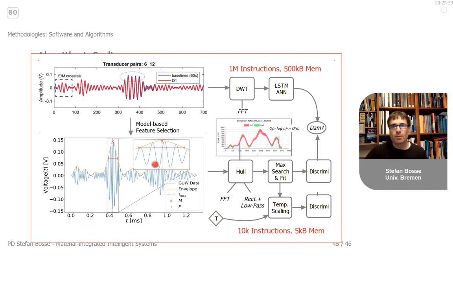And so, by computing the hull and some maximum search and fitting with finally a discriminator and additional temperature scaling by numerical methods, simple analytical models, he can predict a damage too. The only problem was the hull, computation of the hull by the Hilbert transform and providing an analytical signal. This is very time consuming by FFT, and we solved this. This is an example for model reduction by using a rectifier and a simple first order low pass filter. And then we have only 10 kilo instructions and 5 kilobytes of memory.